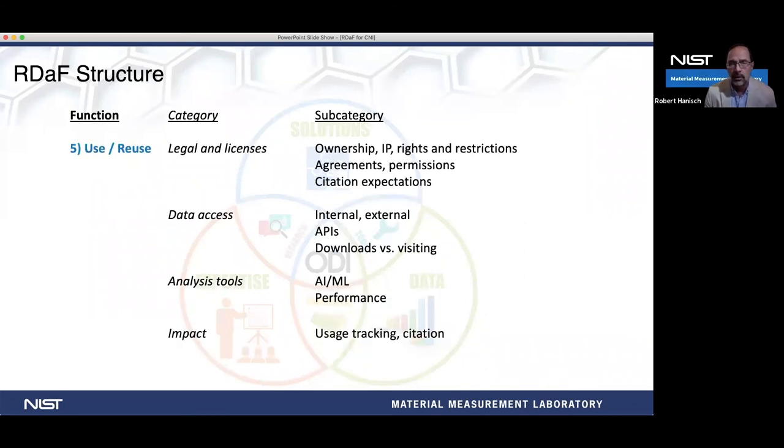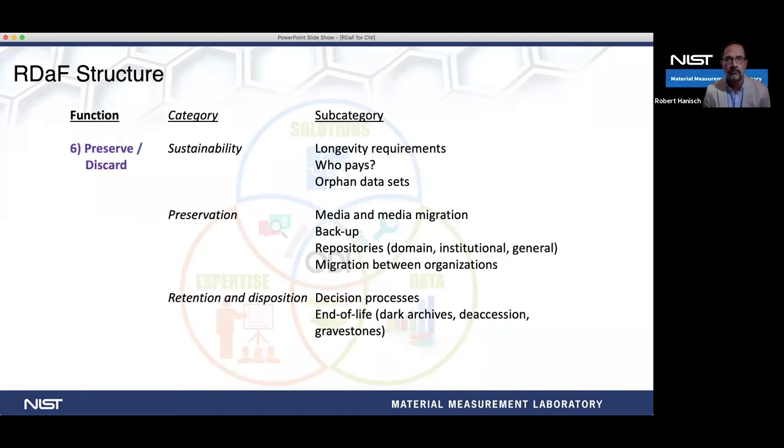For use and reuse, are there intellectual property rights and restrictions? Are there licenses to be negotiated? Is data access internal or external or both? And do you provide application programming interfaces? Do you download data or is it possible to visit the data with your analysis tool rather than downloading large data sets? And are the analysis tools ones that derive from AI and machine learning? And if so, how do we learn to trust them and evaluate their performance? And ultimately, how do we track the impact of the data that we are using and reusing through tracking and citation? And finally, how do we make decisions about preservation?